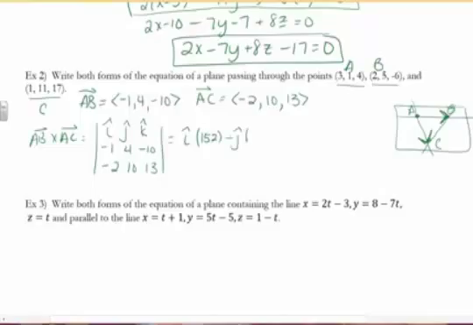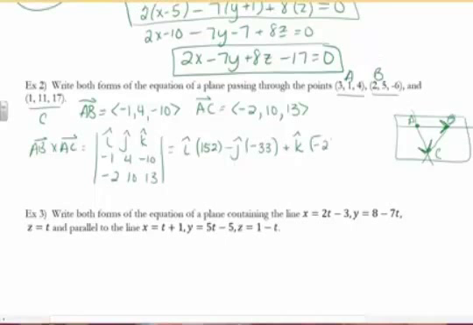Minus j. Don't forget, you've got to negate that j component. Negative 13 minus 20 is negative 33. And then plus k, and this is going to be negative 10 plus 8 is negative 2. So I end up with the vector 152, 33, negative 2.